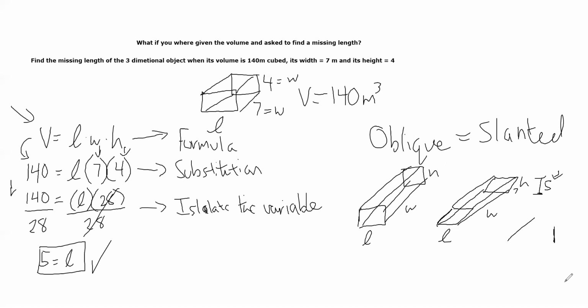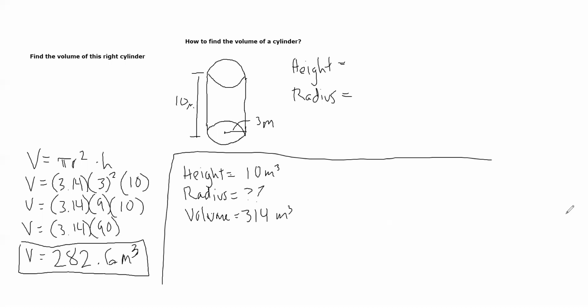Okay. So moving on to cylinders. We have a cylinder right here. Find the volume of this right cylinder. First thing we need to do is determine a couple things. Now, the formula for the volume of a cylinder is pi times radius squared times the height.